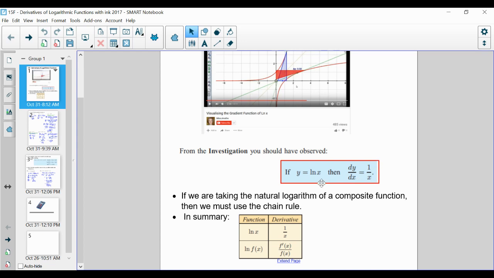This is true for a natural logarithm, and slightly different for a logarithm with a different base. But if we're taking the natural logarithm of a composite function, we also have to use the chain rule. So if it's just ln of x, the derivative is 1 over x. But if it's ln of a function of x, then we have to take the derivative of the outside function, which is 1 over f of x, times the derivative of f of x. And that's how we end up with this expression.